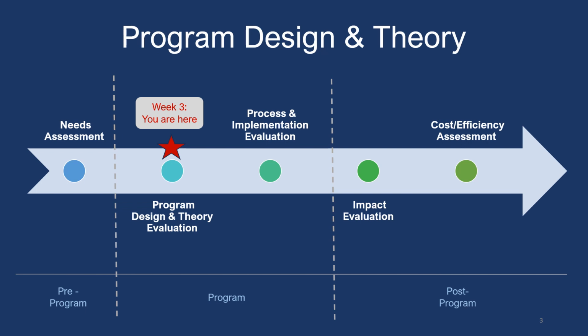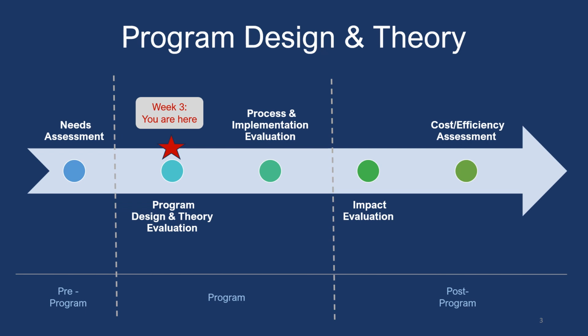You'll notice I've built us a linear process here where we would go from step 1, a needs assessment, to program design and theory evaluation, followed by process and implementation evaluations, followed by impact evaluations, and finally, rounding out the 5, the cost efficiency assessments. Take a look at the bottom of this. It situates it in terms of where the program is. So is the assessment done before the program, during the program's operation or implementation, or is it taken afterwards?